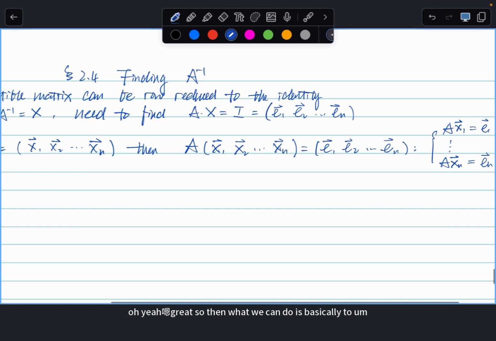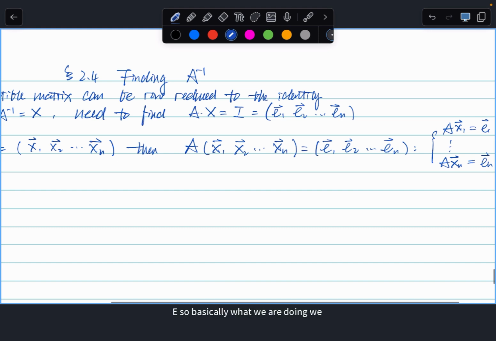So then what we can do is basically to... Because I thought when you're solving for the kernel, you set A times x to 0, right? Right. And so this is when you're trying to find the inverse. You set it to I. Right. Oh, okay. Yeah.